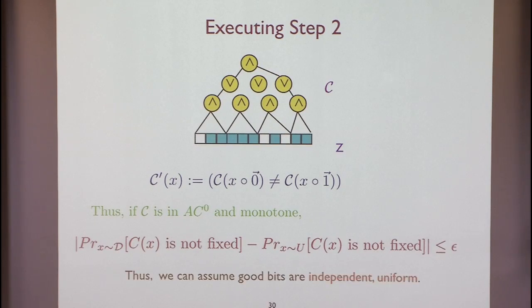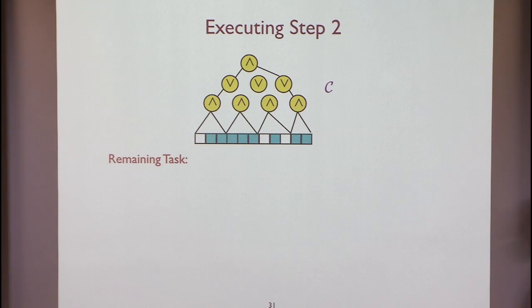Okay. So because of this, we can assume that the good bits are independent and uniform. So our remaining task is the following.